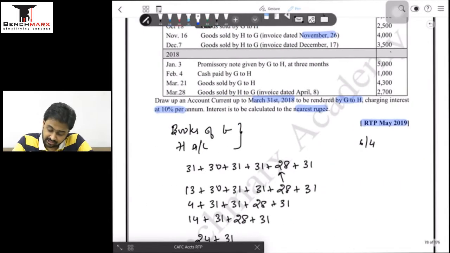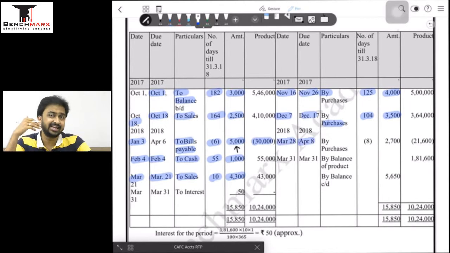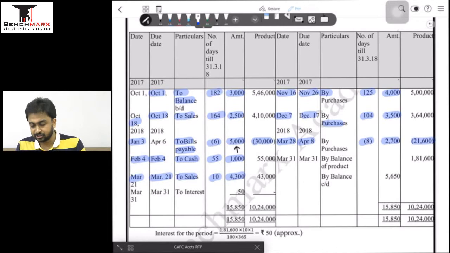Then we have the last transaction as goods sold by H to G, invoice dated 8th April. एक और उल्टा साइड में तुम्हारा है, so it's a case of purchases. So transaction date 28th March, due date is 8th April, that is 8 days beyond 31st of March, so it's a case of red ink product. Purchase amount will come as usual. You can either post -8 here and the product here, or you can post 8 on the opposite side and the product on the opposite side as buy red ink product.